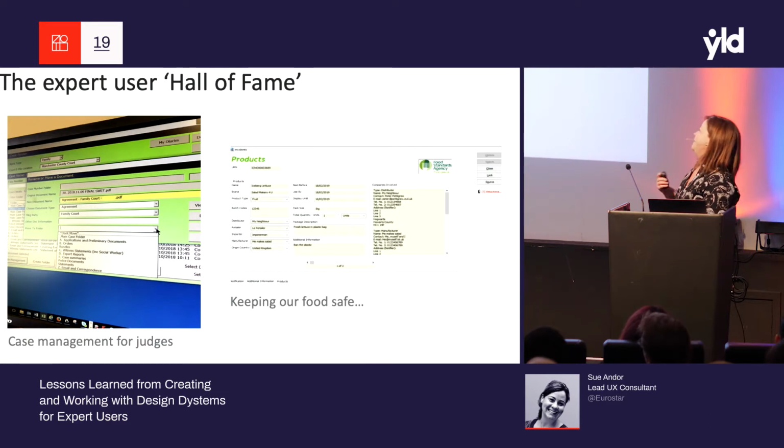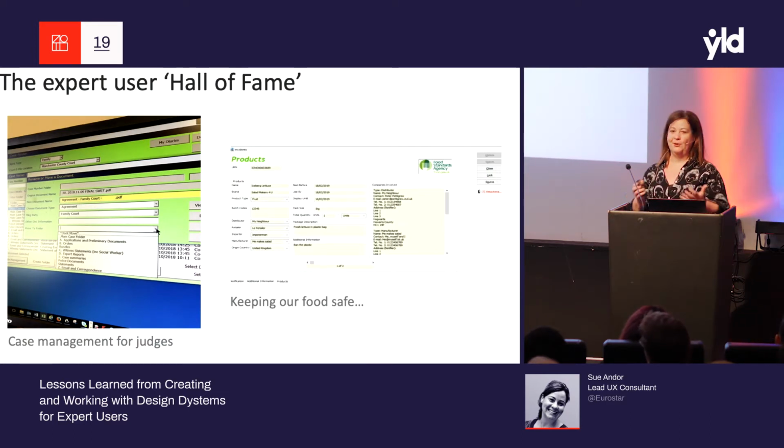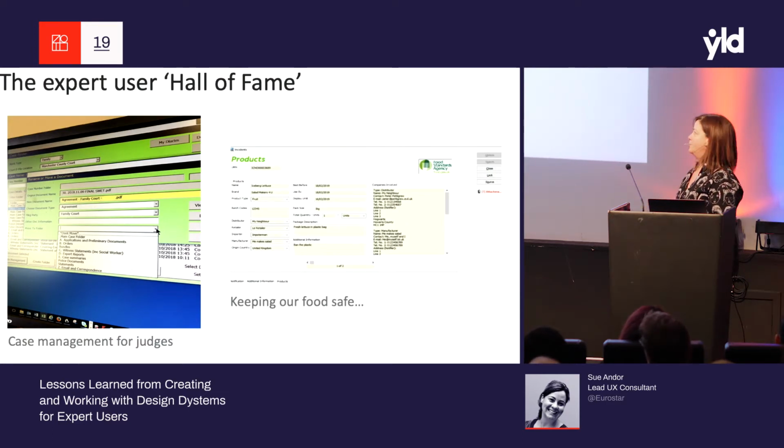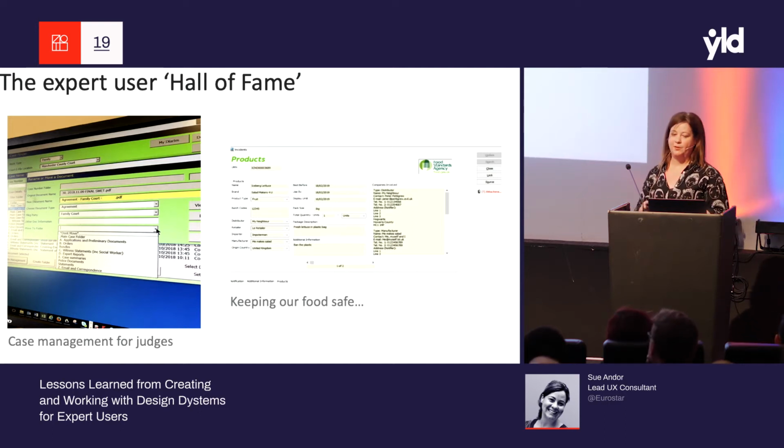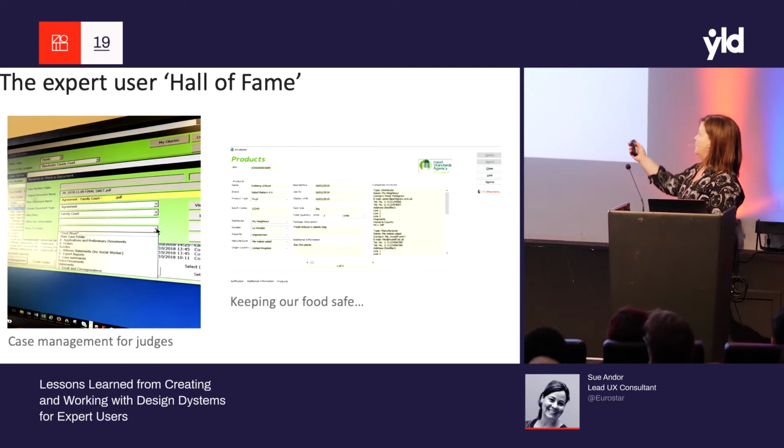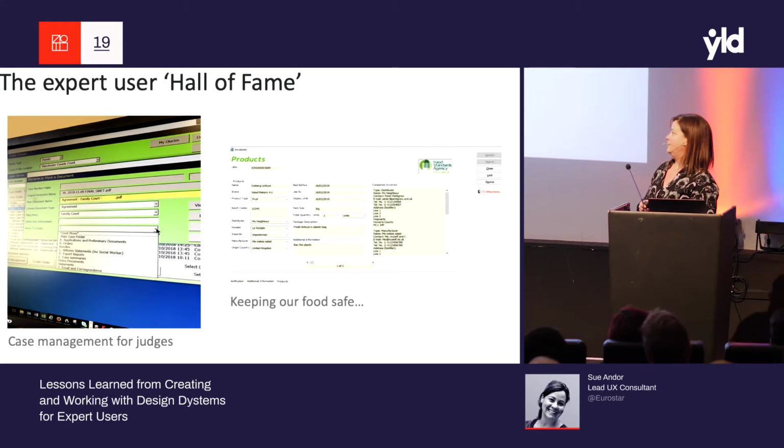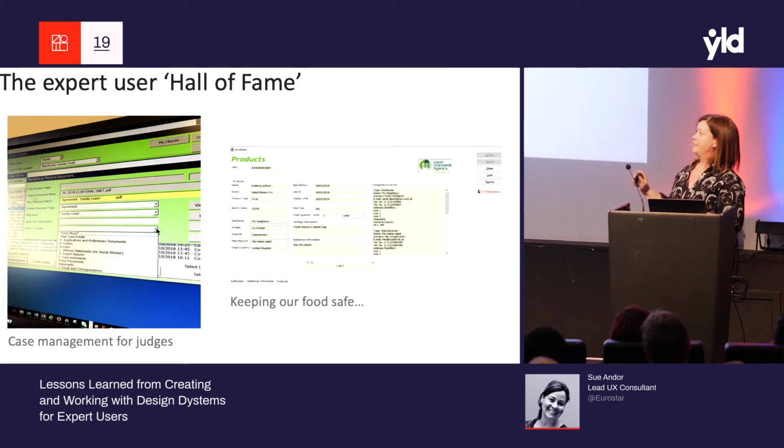And I want to say that it's not just Eurostar, they're actually doing a really good job with their digital innovation. There are many, many others in the same position with their internal staff. These are two more from my Hall of Fame. They're both in government. The one on the left is a case management system that judges use to manage their casework, and the one on the right is what the Food Standards Agency use. For those who don't know, they keep our food safe. They get signals from all over about possible food incidents, and then they investigate them.